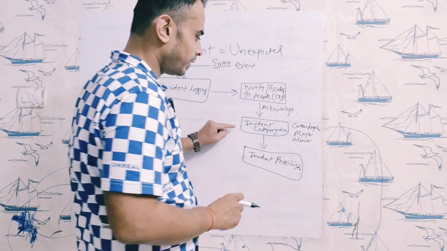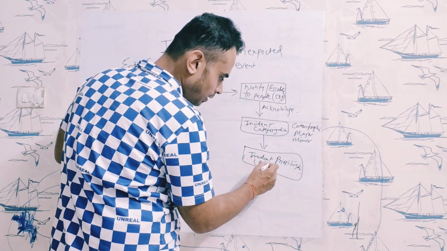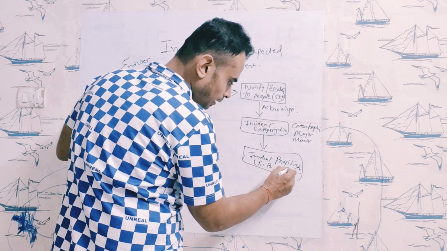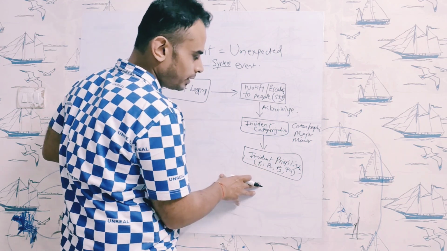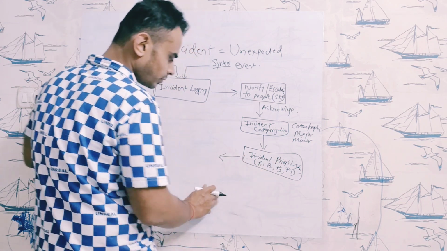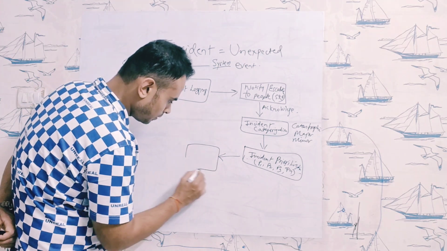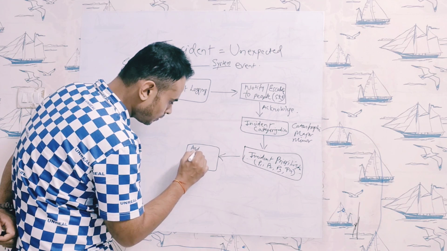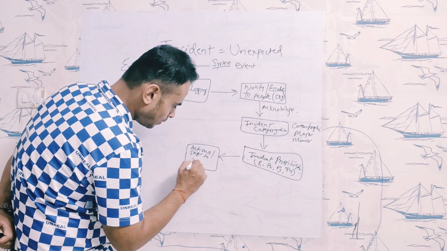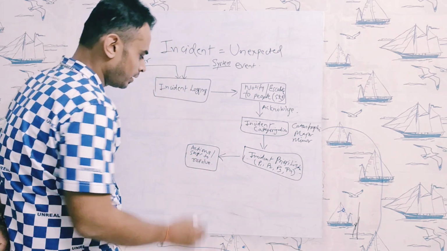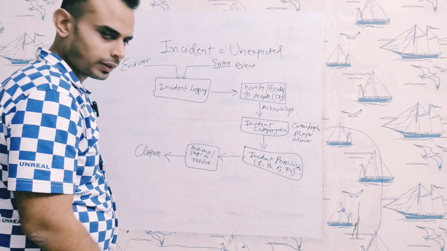Once the incident categorization has been done, then it will be prioritized, right? Once the incident has been categorized, the next stage is incident prioritization, and generally these priorities are P1, P2, P3, and P4. Once the incident prioritization has been done, then come the actions, or steps to resolve. And then the final stage is closure.